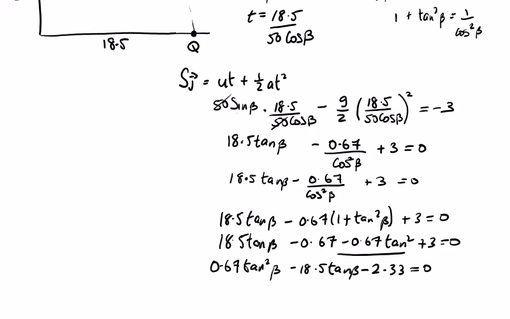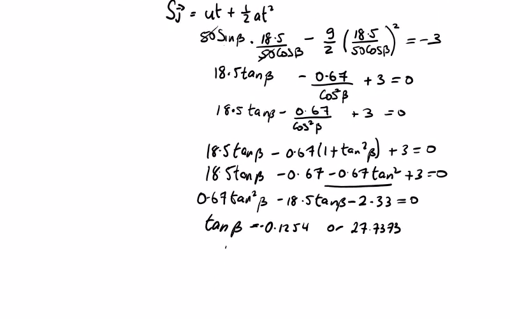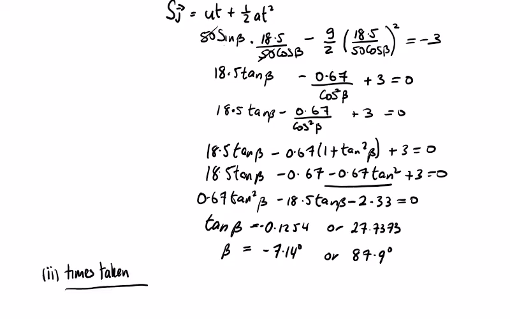So if we solve this, we are going to get, for our solutions, which will be tan beta, get used to using the quadratic formula on your calculator. Tan beta is minus 0.1254. And the other solution that it gives me, 27.7373. So if I change them into angles, my angles will be minus the angle 7.14 degrees. This one gives me 87.9 degrees.